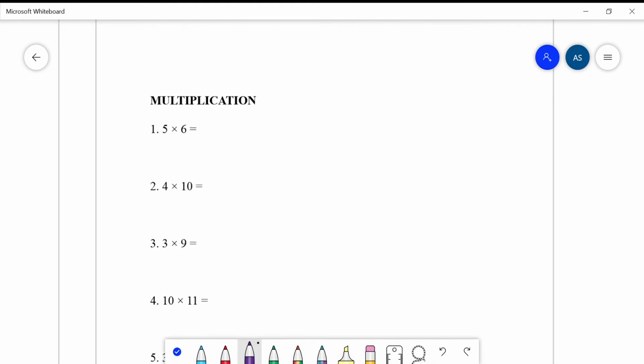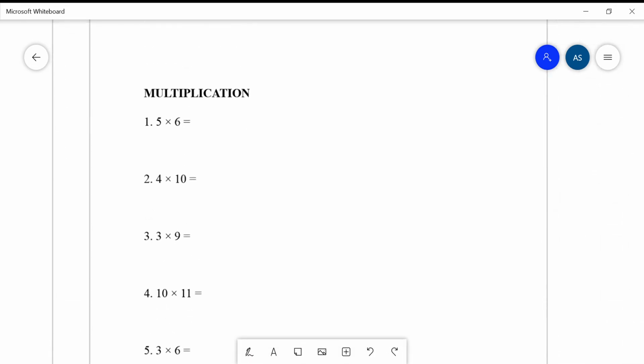I hope you do know how to do the single digit multiplication, right? 5 times 6, so technically you're doing, here, I'll show you as a picture.